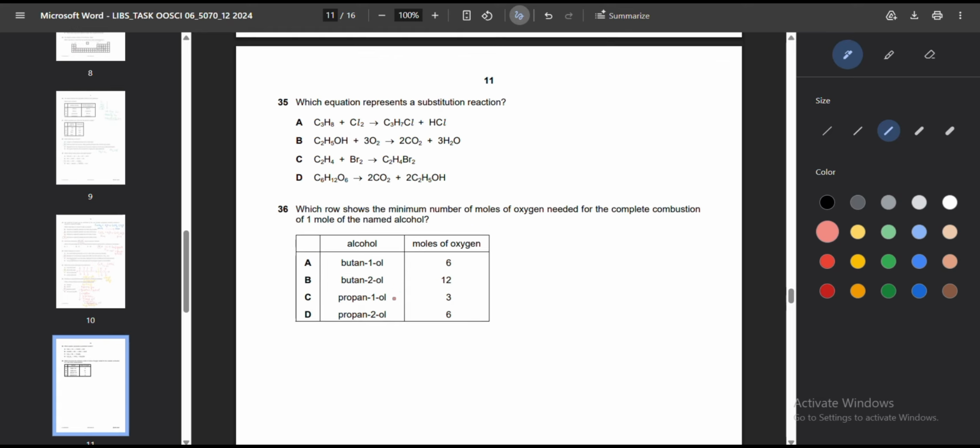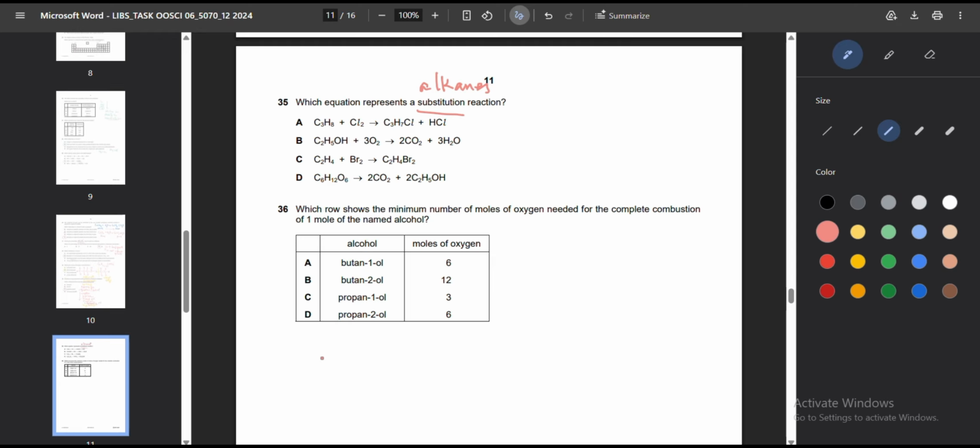Question number 35. Which equation represents a substitution reaction? Substitution reaction takes place in alkanes or alkenes? Yes, it takes place in alkanes. Alright, so which one is the alkane? C3H8. This one is the alkane.